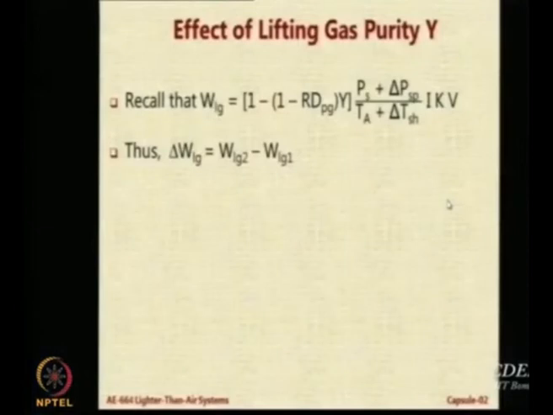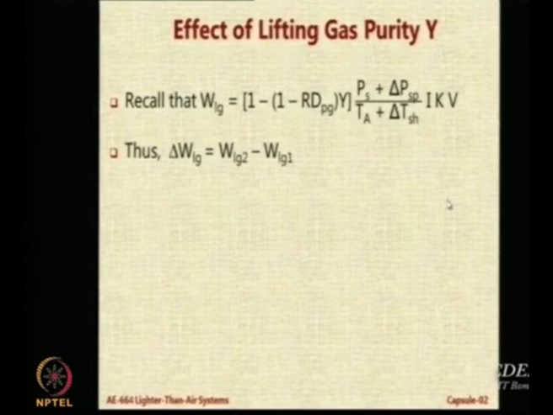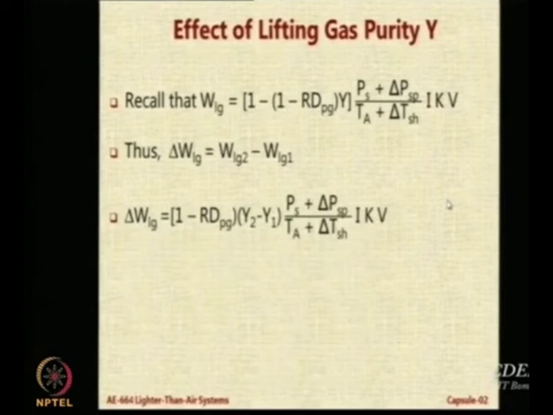It will be 1 minus RDPG Y1 PS plus this minus same thing into Y2. Rather Y2 minus Y1. So what will happen is that this constant quantity 1, which is in both the quantities, will subtract, and 1 minus RDPG Y2 and 1 minus RDPG Y1 will come inside the bracket, and other things are all constant.